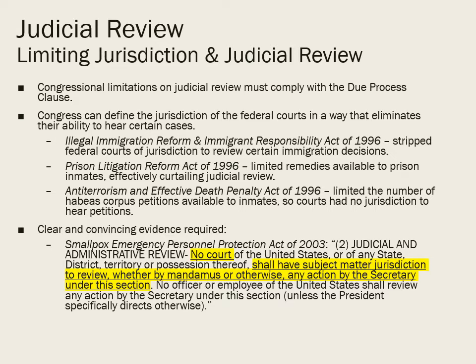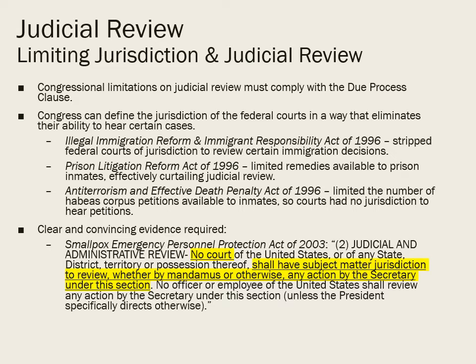Congress can also define the jurisdiction of lower federal courts in a way that eliminates their ability to hear certain cases. So for example, there was a 1996 immigration law that stripped federal courts of jurisdiction to review certain immigration decisions. There are statutes that limit the number of habeas corpus petitions that prisoners can file, so that effectively curtails judicial review. But Congress's limitations on judicial review, they've got to comply with the Due Process Clause. If Congress is going to limit review, it has to provide some type of constitutionally appropriate process, or the plaintiff has to have a reasonable chance of somehow getting into the court system.